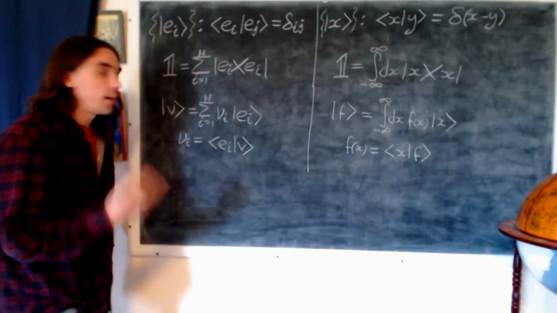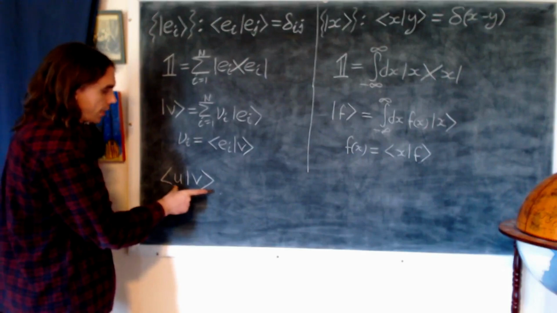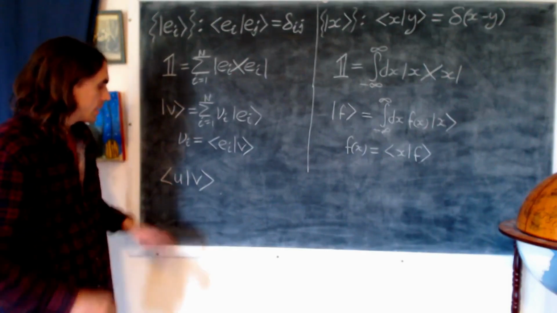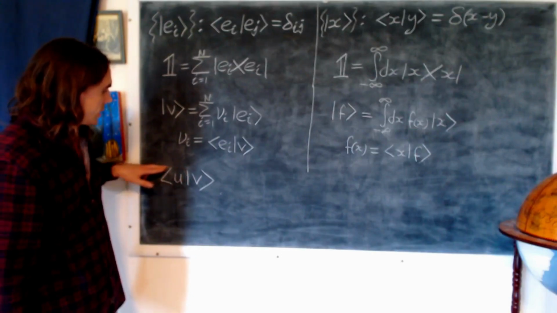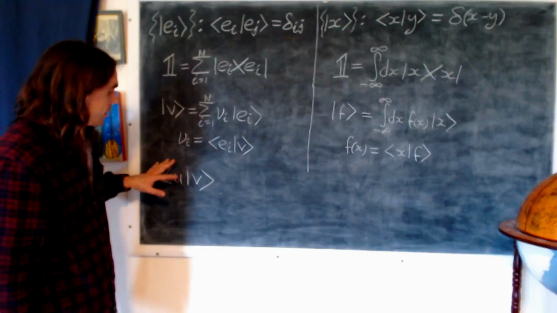Another key generalization we have is this. We have an inner product between our vectors, and remember it's a complex vector space. So writing the ket backwards like this, the bra, is the Hermitian conjugate.